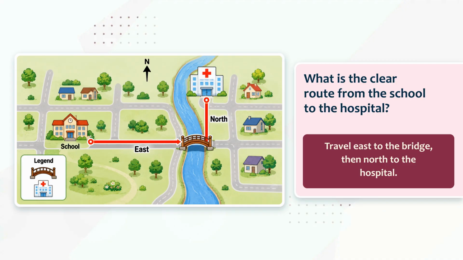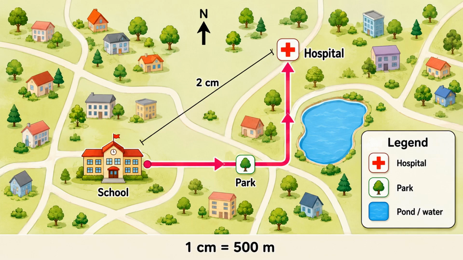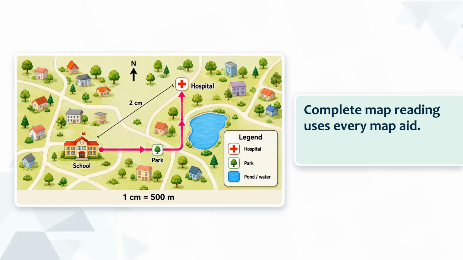Next, the final map challenge will add blue water decoding and one scale estimate to the same complete reading process. Use the north arrow and legend first. From the school, the hospital is northeast and the blue area is water. Travel east to the park, then northeast to the hospital. 2 centimeters at 500 meters per centimeter equals 1 kilometer. All the earlier clues now work together.